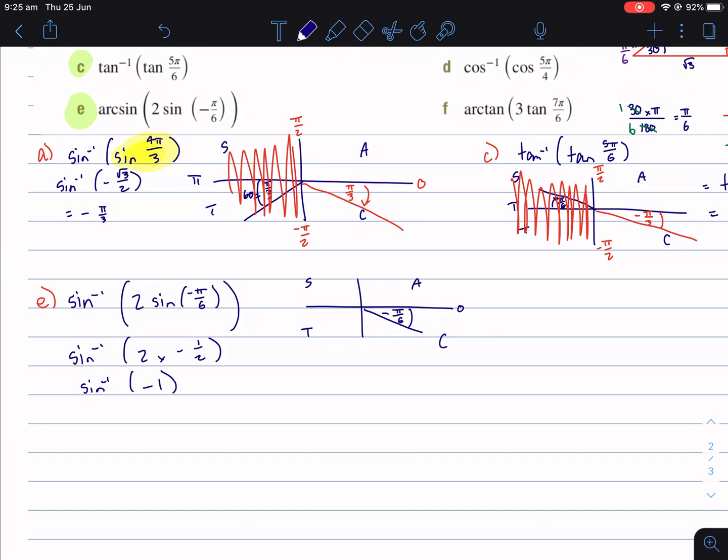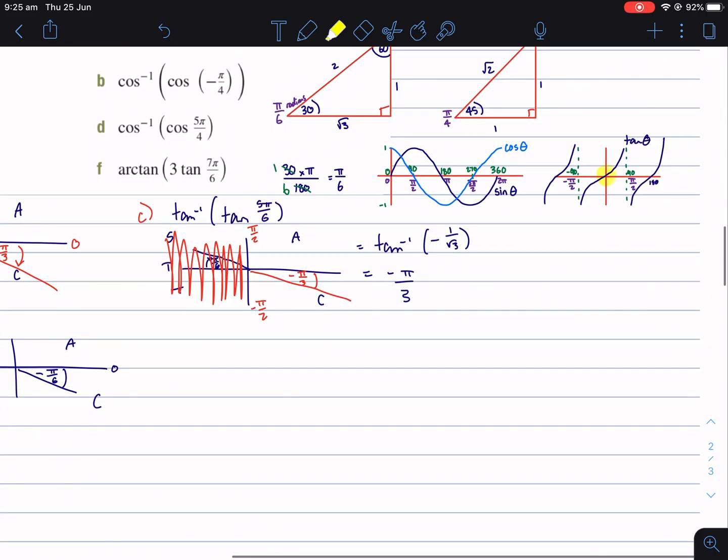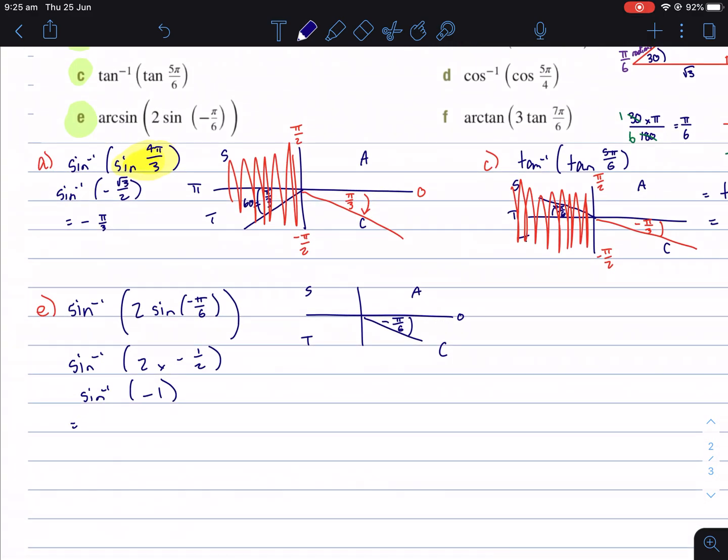Now sine is negative 1 at this point, 3 pi on 2. But we don't want 3 pi on 2, we want it to be between negative pi on 2 and pi on 2. That's the same as negative pi on 2.